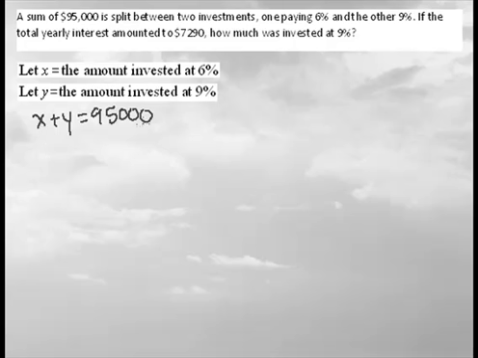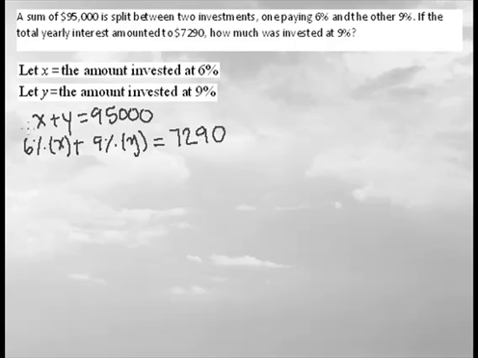Then our second equation will be on the interest. So we know that X is going to be the amount invested at 6%. Therefore, it's going to be 6% times X plus Y is going to be the amount invested at 9%. Therefore, 9% times Y should equal the total yearly interest amounted to $7,290.